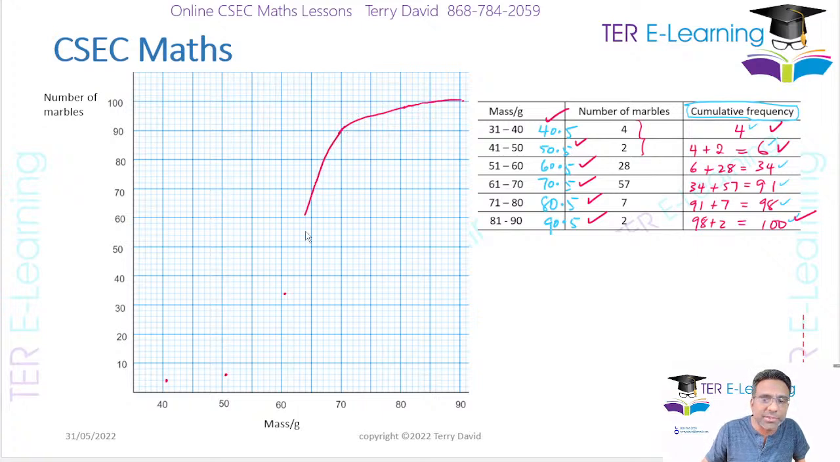Now it's hard for me to do this using a digital pen. Right? So that's my cumulative frequency curve. So make sure you understand what I just did. I plotted upper class boundary against my cumulative frequency. That's what I did, right?